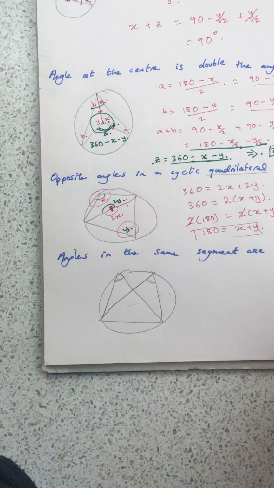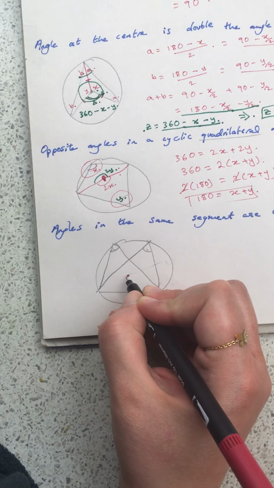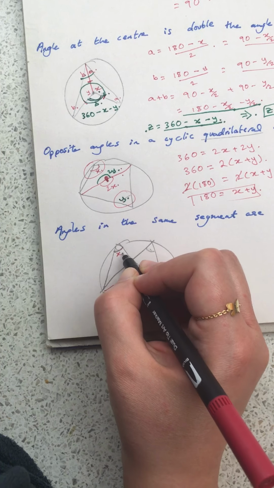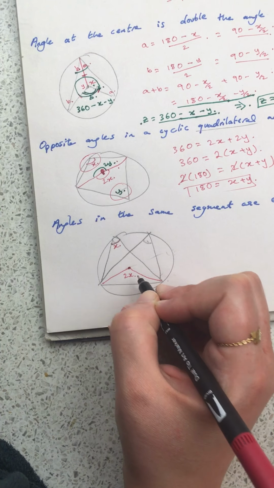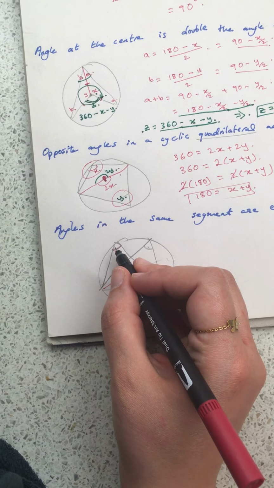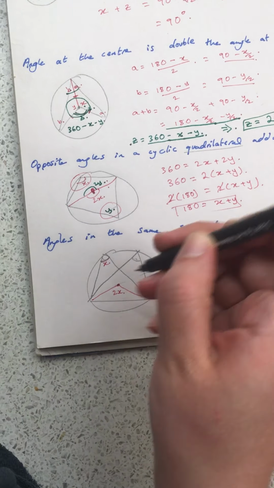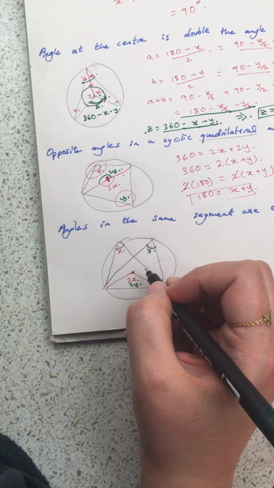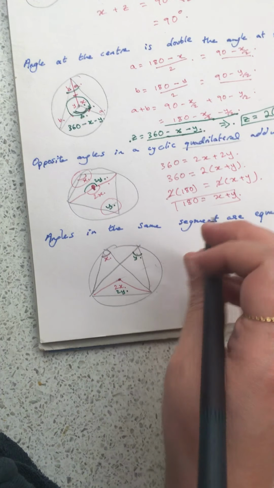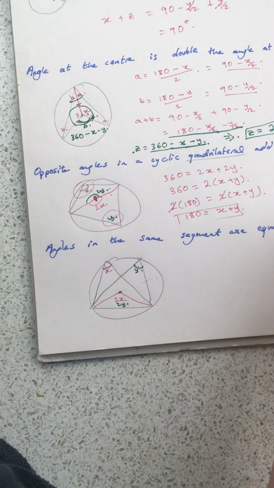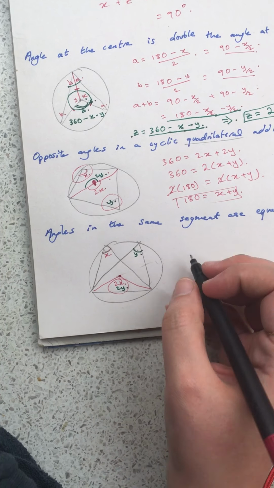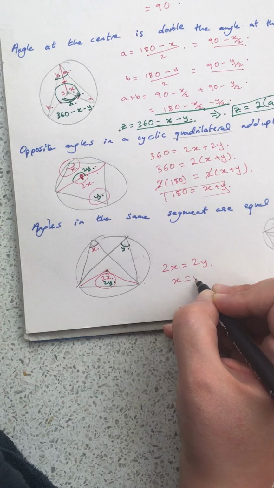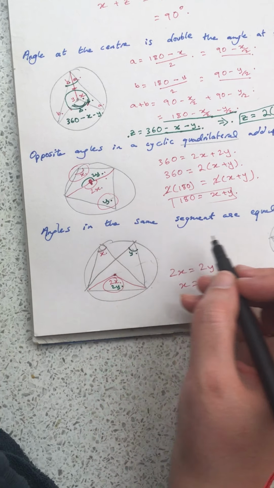Now, how can we prove this? I begin by drawing a radius. If I label this x, this has to be 2x because angles at the centre are double the angle at the arc. If I label this y, then this has to be 2y because, again, same reason, angles at the centre are double the angle at the arc. Notice how 2x is equal to 2y. So 2x is equal to 2y, therefore x is equal to y. So we've proved it. Angles in the same segment are equal.